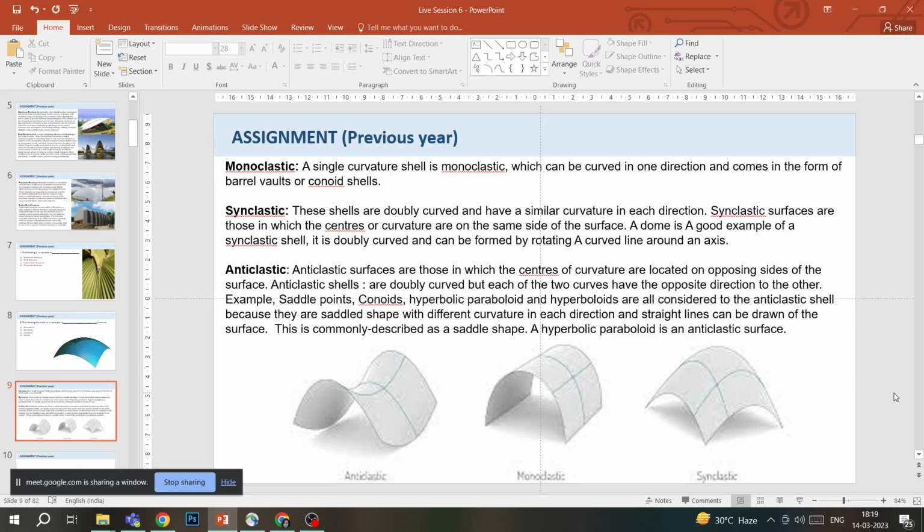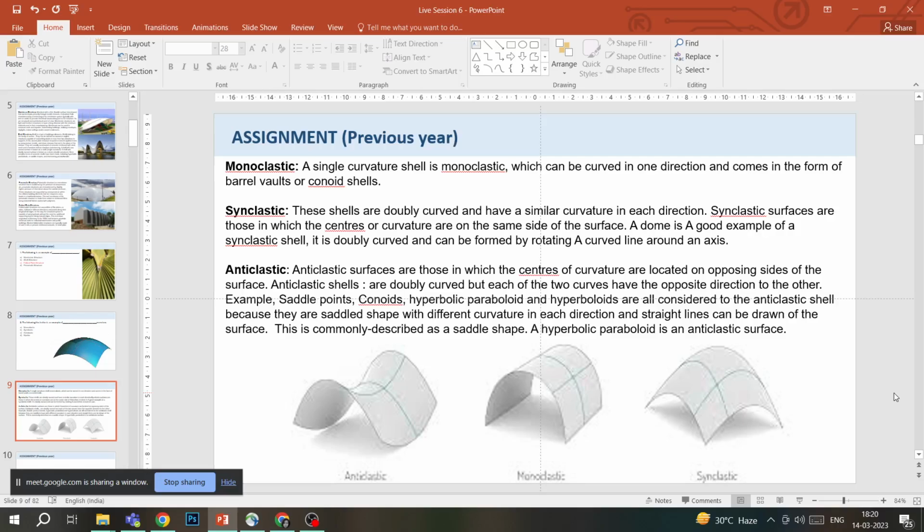Synclastic surfaces are those in which the centers of curvature are on the same side of the surface. And an example of a synclastic is a dome, because it is doubly curved and it can be formed by rotating a curved line around an axis.